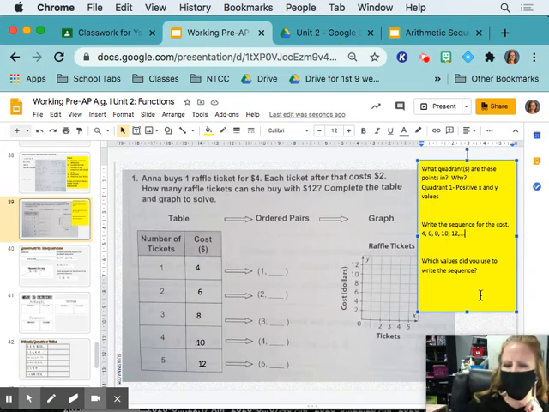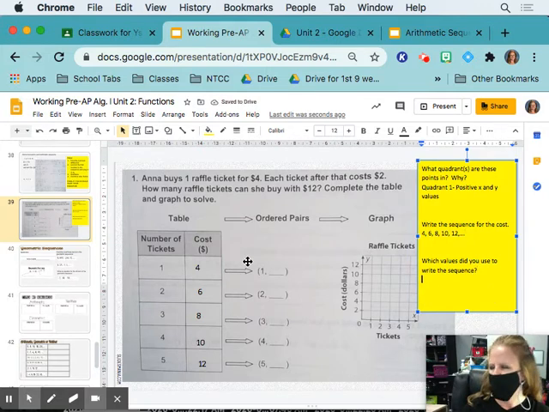So which values did you use to write the sequence? If you think about this table, what is number of tickets? If we're thinking about this in algebra terms, X values are your number of tickets. So cost is your Y values. So we use the Y values to write the sequence.